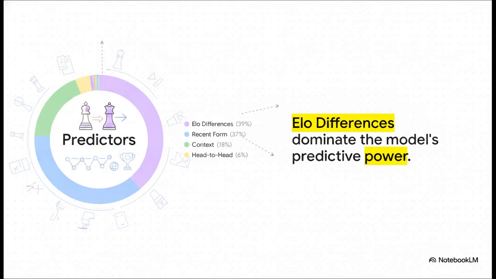But what exactly goes into these predictions? If we objectively break down the feature hierarchy, one dominant factor jumps right out: Elo differences. The sheer strength gap between two teams accounts for 39.2% of the model's predictive power.